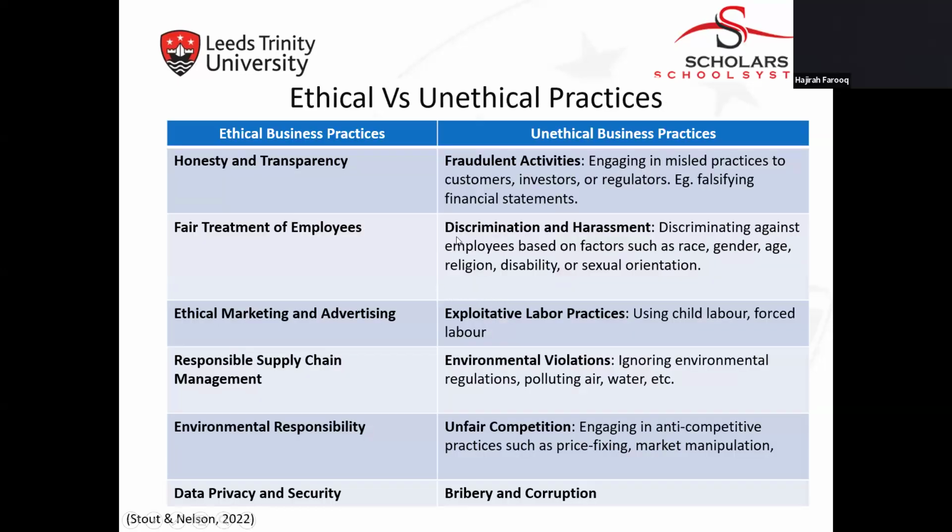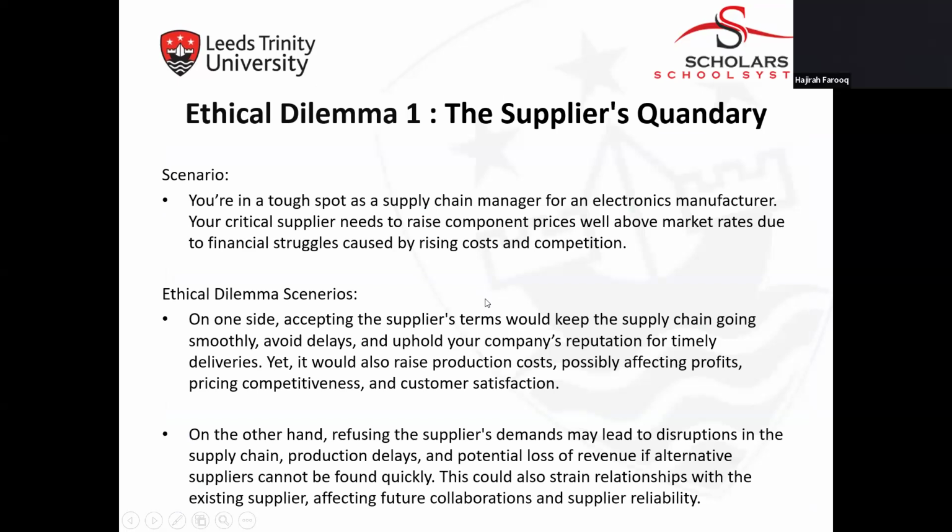Then we discussed some of the ethical versus unethical practices. So ethical practices in businesses would include honesty and transparency, fair treatment of employees, ethical marketing and advertising, responsible supply chain management, environmental responsibility, data privacy and security. Some unethical practices in businesses can include fraudulent activities, discrimination and harassment, exploitative labor practices, environmental violations, unfair competition, bribery and corruption, etc.